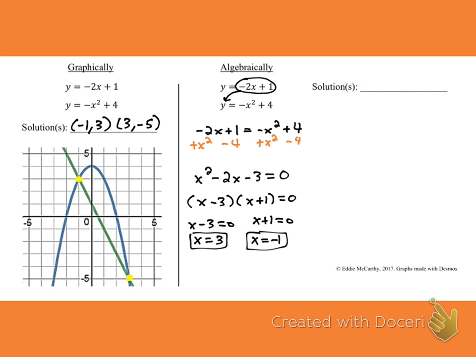All right, so now we want to plug it back in. We want to plug the x's back in. Again, just like the previous, it's easier to plug it into the linear equation. So I'm going to do y equals negative 2 times 3 plus 1, which gives you y equals negative 6 plus 1, which is y equals negative 5. So, like we already knew, that point of intersection is at 3, negative 5.